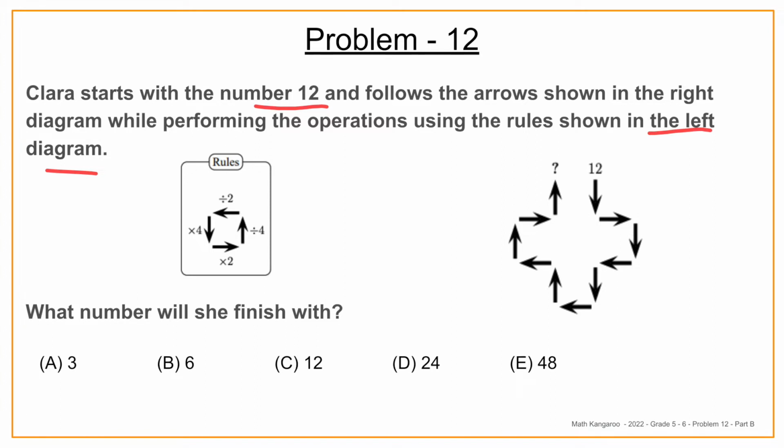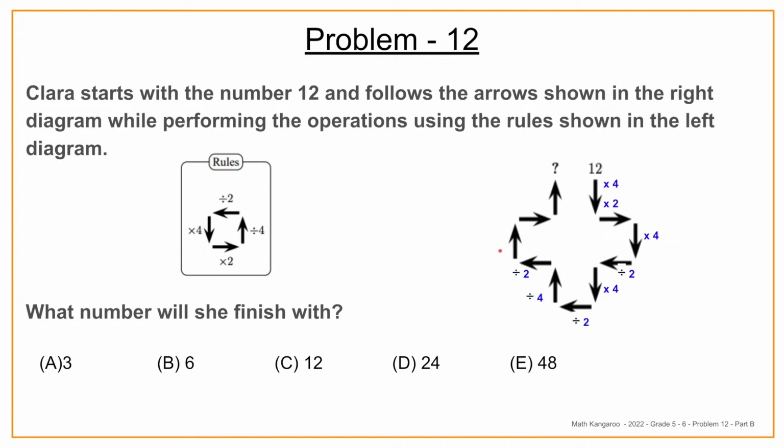So let us start. So we have the first operation. 12 coming down, that means we multiply by 4. We are going right, that means we multiply by 2. We come down, that means we multiply by 4 again. We're going left, that means we divide by 2. We come down, multiply by 4, goes left, divide by 2, goes up, divide by 4, left, divide by 2.